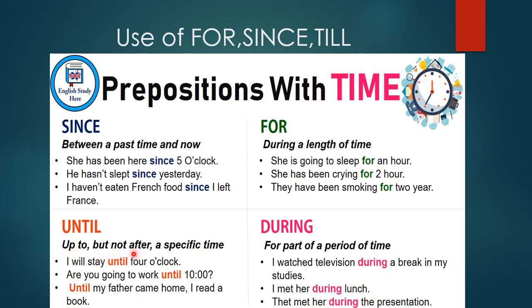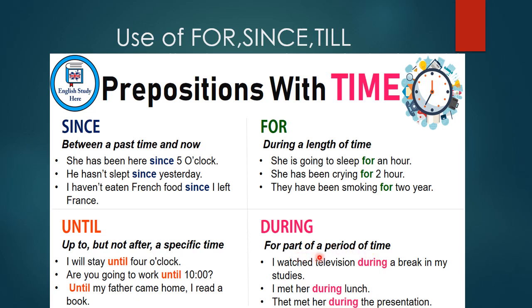If you go through the first example again, I will stay until 4 o'clock. It's a specific time, isn't it? But not after that means not after 4 o'clock, and up to 4 o'clock. So until is a preposition which tells us a specific time, up to what time. Clear? Moving next, during.